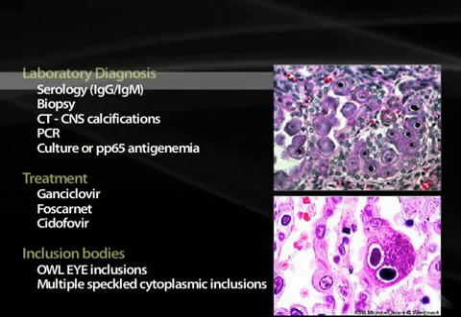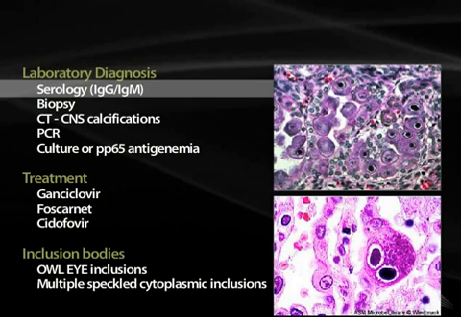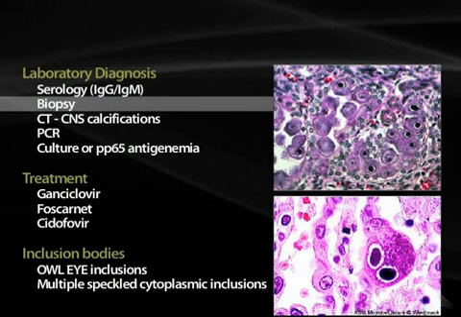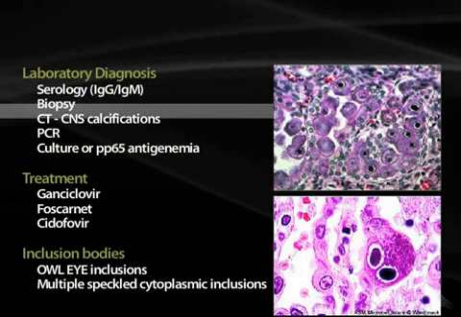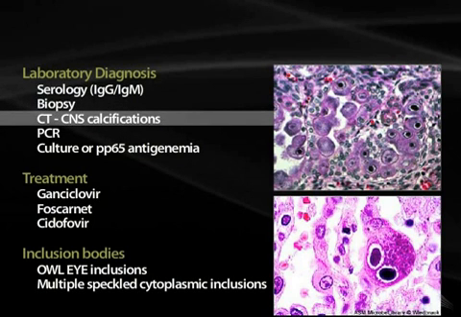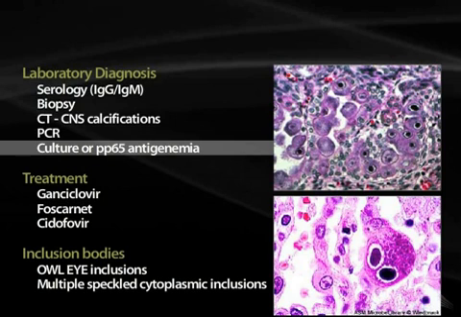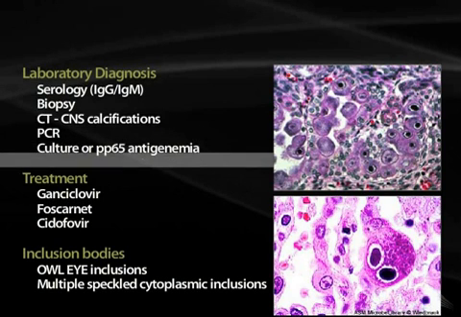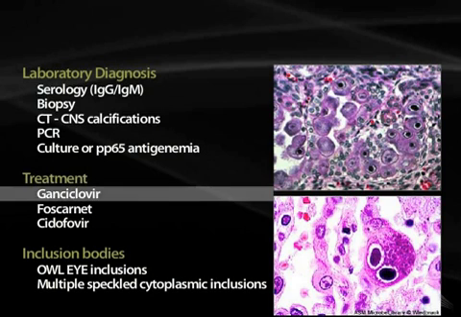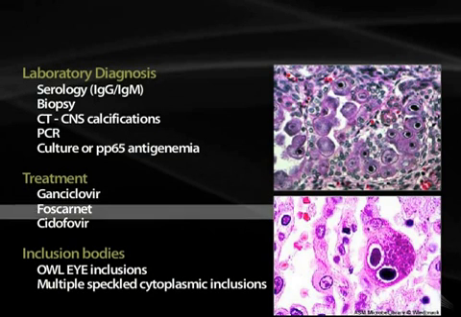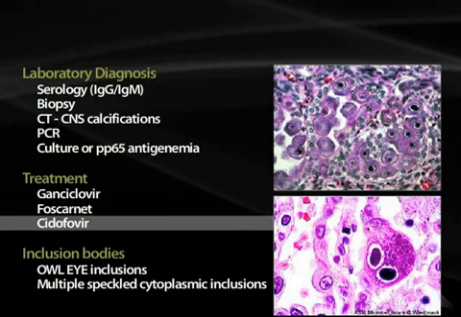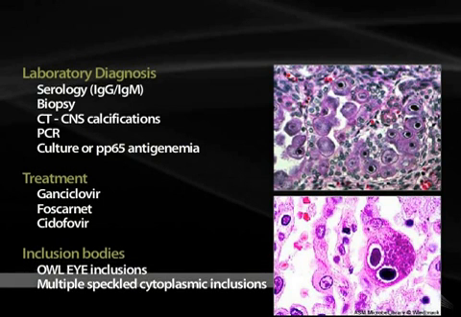Lab diagnosis for CMV includes serology, looking at IgG and IgM titers. You can also do a biopsy, and do histopathology looking for the inclusion bodies. If you do a CT and you find CNS calcification, that's a good indicator. PCR is going to give you a definitive diagnosis, and you can look for pp65 antigenemia. Okay? Treatment for CMV revolves around ganciclovir as the first-line agent, foscarnet, and cidofovir. Like I said, you can look for inclusion bodies like the owl's eye and the multiple speckled cytoplasmic inclusions.